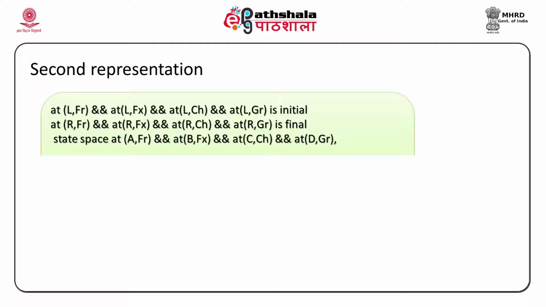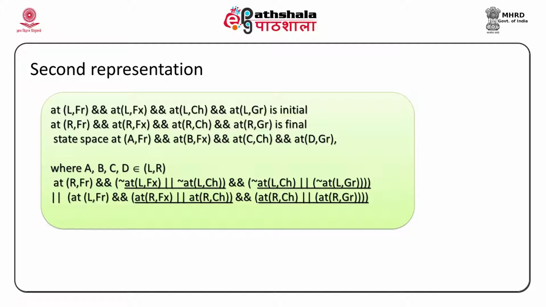Okay. You can say that farmer is on A side, fox is on B side, chicken is on C side and grain is on D. Okay. Where ABCD belongs to LR. Now you can see that part is also quite simple compared to the previous rule, this is more readable actually. And now let us see what the next two lines describe.